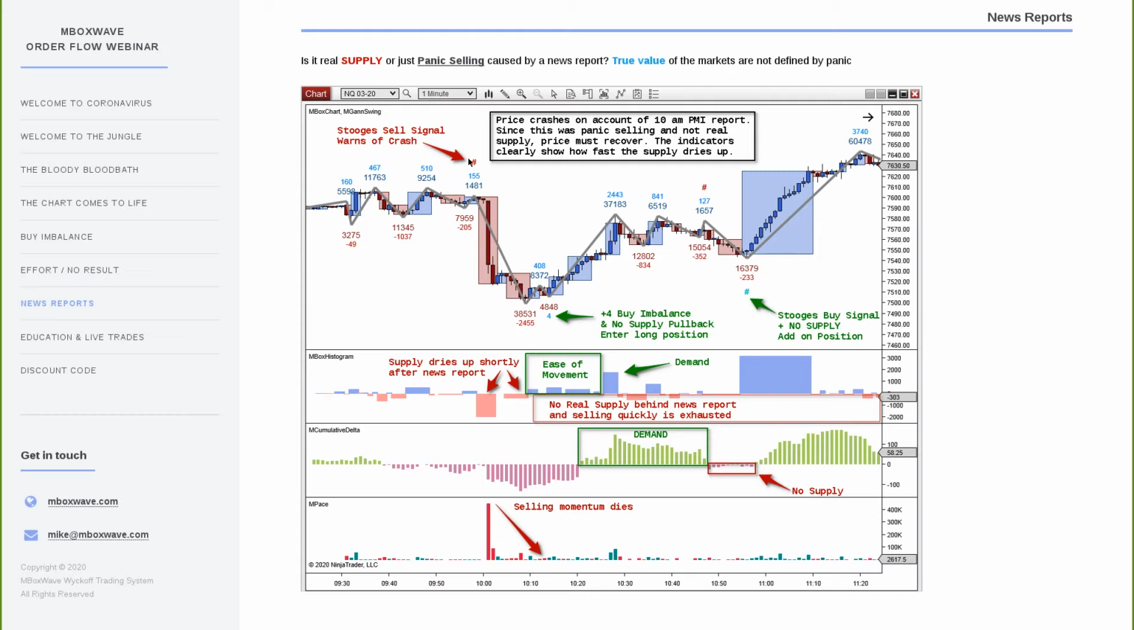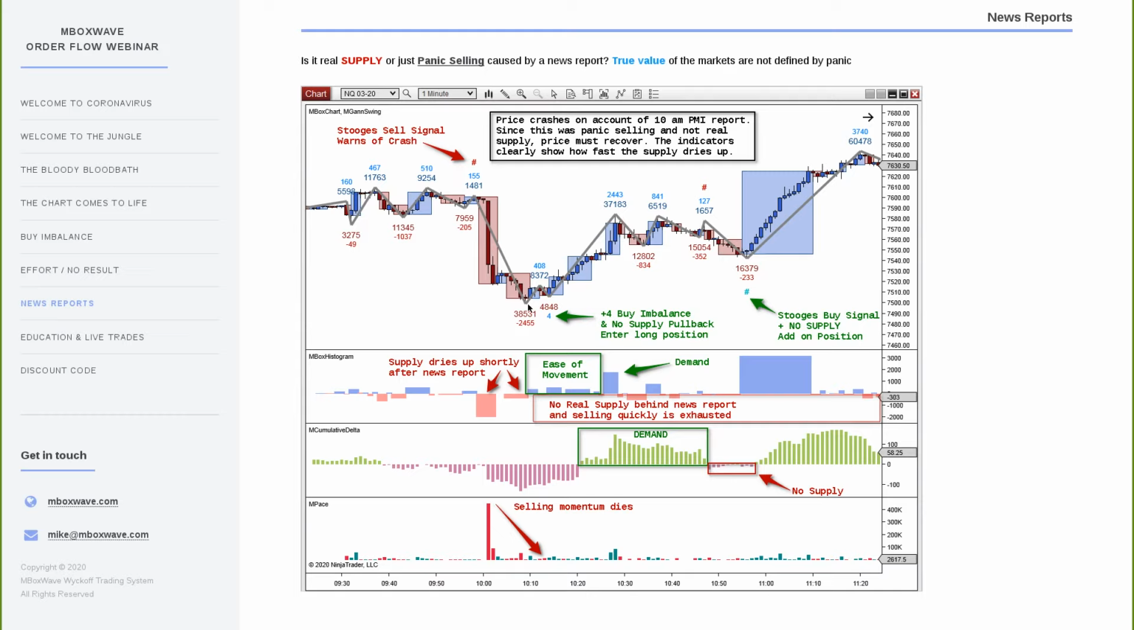All right, so this sell signal warns of a crash. This is not a signal I traded, but it did warn. We've had a decrease in buying consecutively, and here it was the 10 a.m. PMI report. All right, we came down here, bam. Look at the MBox delta here, right? Next, look at the next box here. It's a lower low. Supply dries up. It just went boom very quickly. Also, the pace of the bids dries up.